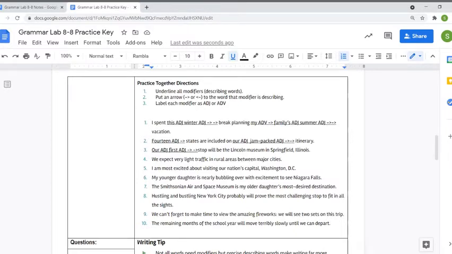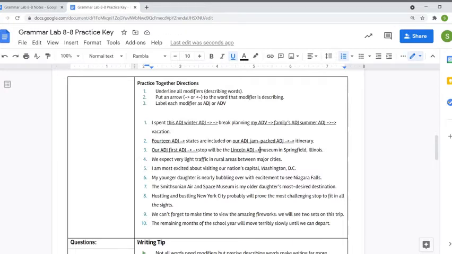What else do we have? So we have, well, what museum is it? The Lincoln Museum. This would be a good example of a proper adjective describing the museum. Which one? Lincoln Museum. Question, Springfield, Illinois.